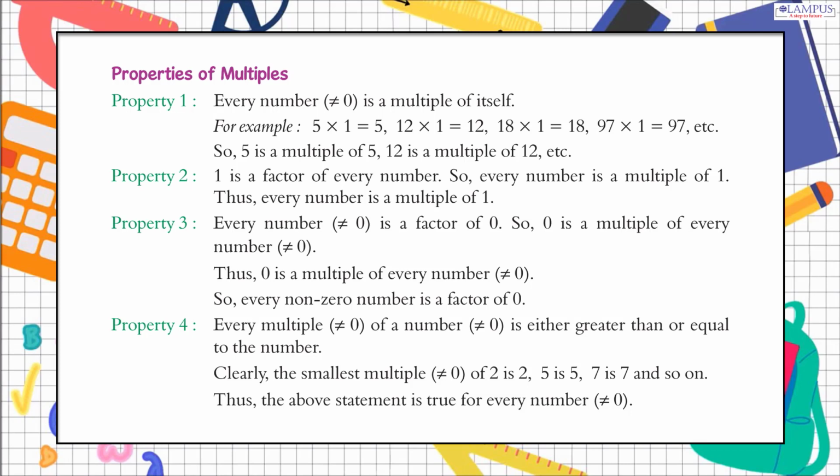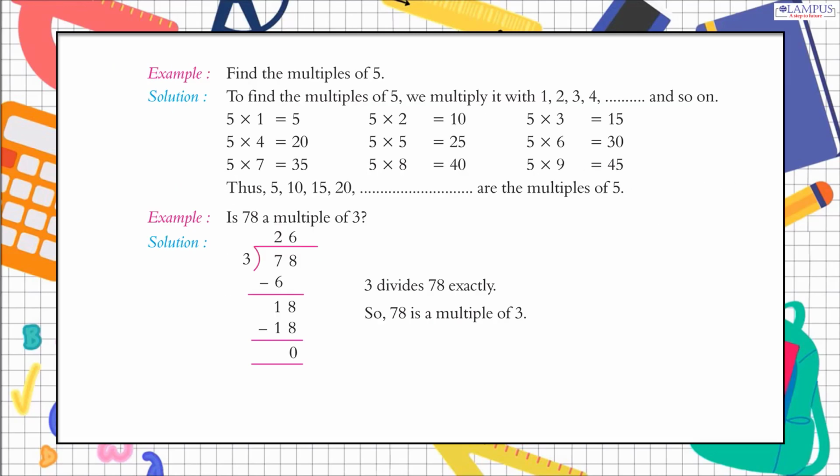Property 4. Every multiple not equal to 0 of a number not equal to 0 is either greater than or equal to the number. Clearly, the smallest multiple not equal to 0 of 2 is 2, 5 is 5, 7 is 7 and so on. Thus, the above statement is true for every number not equal to 0.